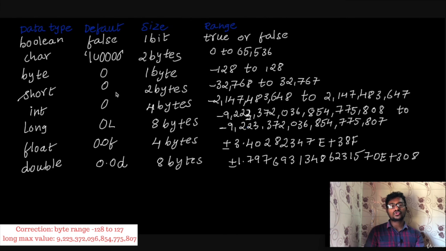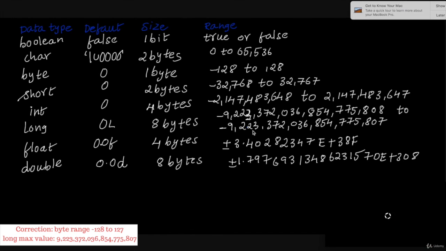And then short, default 0, size 2 bytes, and the range is -32,768 to 32,767. Integer, default 0, 4 bytes, with a range of about -2147 million up to positive. And then long, 8 bytes. So this is the range, a negative range and a positive range, up to positive 9223 372 036 and so on. And then float 4 bytes, double 8 bytes. These are the primitive data types that are widely used in Java.